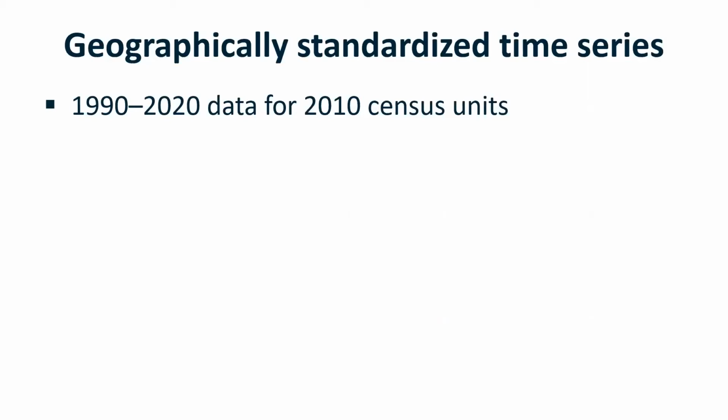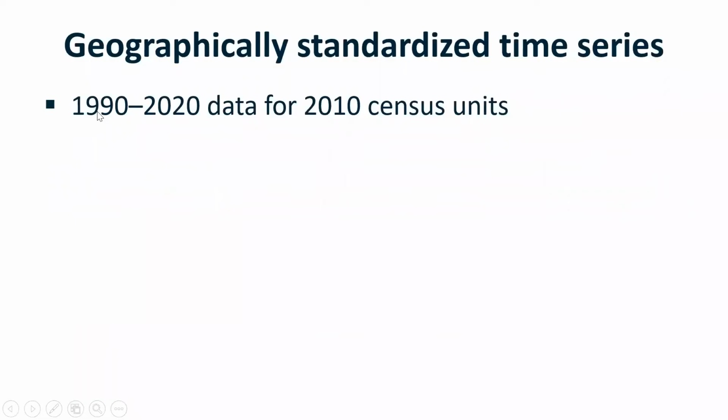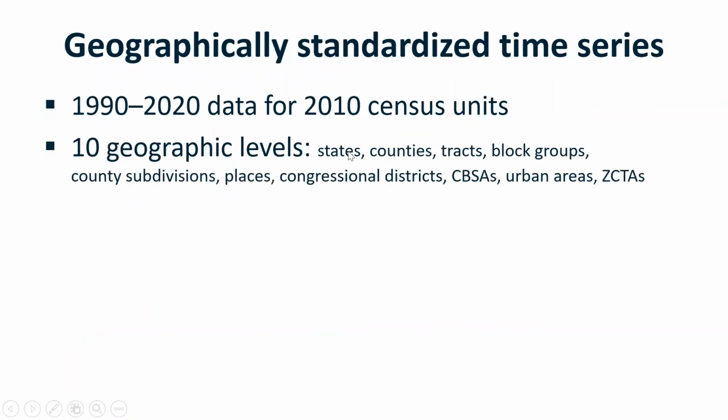We have recently updated our geographically standardized time series to include 2020 data. So we now have 1990 to 2020 data for 2010 census units at 10 geographic levels, down to tracts and block groups and zip code tabulation areas. So you can do analysis at those levels for 4 different census years across time.